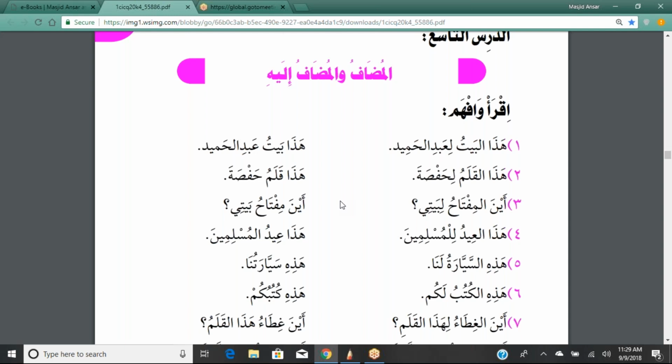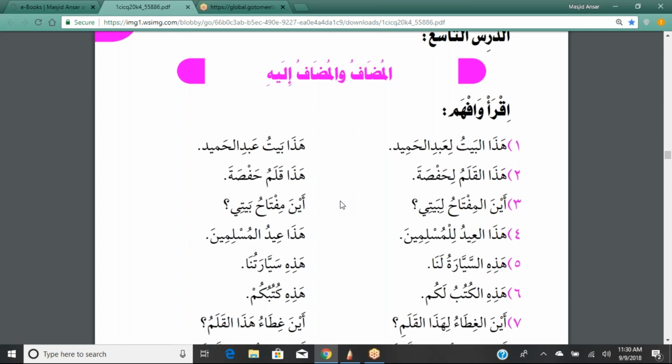أين المفتاح لبيتي. Okay, now this one has a damir muttasil. Where is the key for my house? Okay, now let's look at the mudaf ilayh. أين مفتاح بيتي. Where is the key of my house? Where's the key to my house?